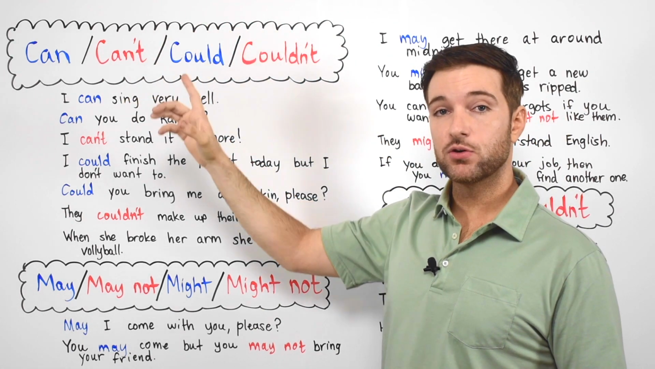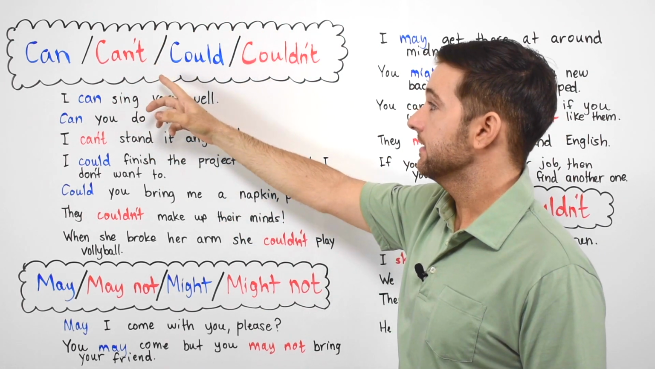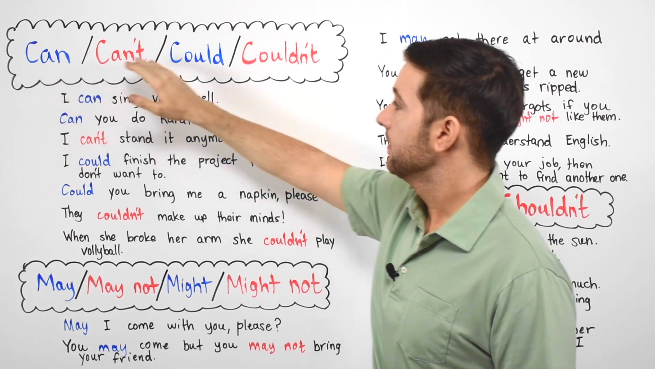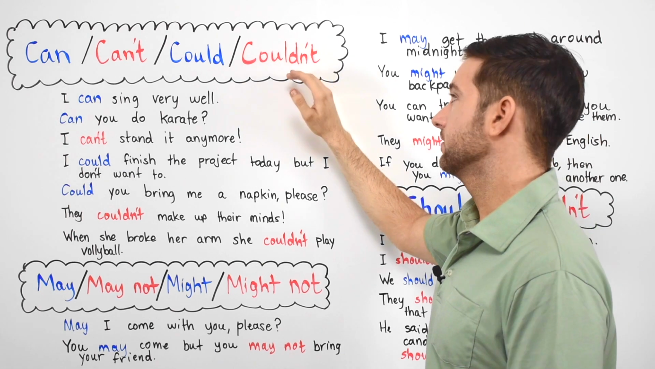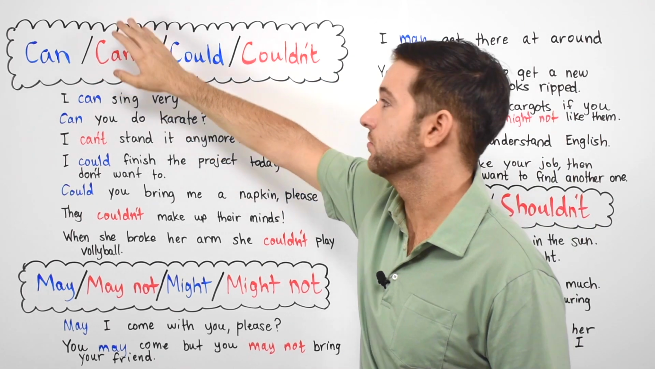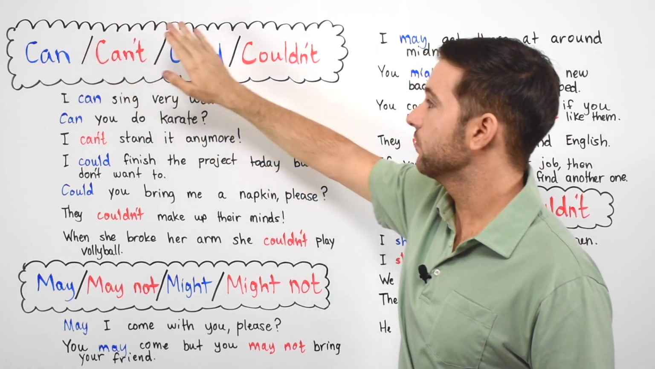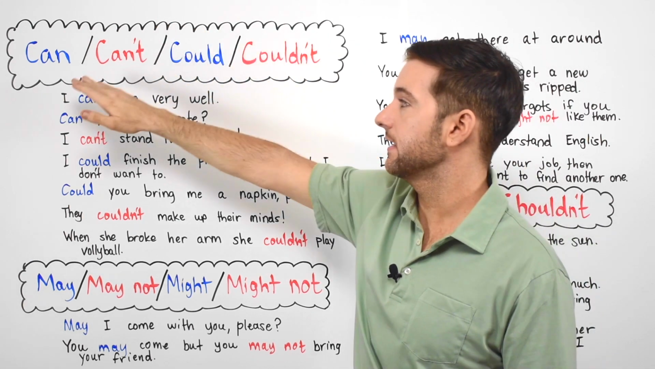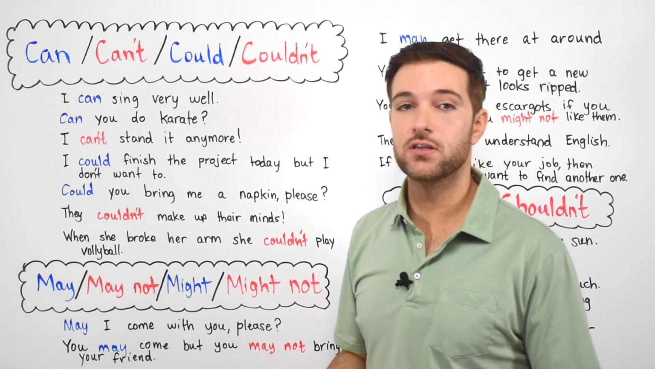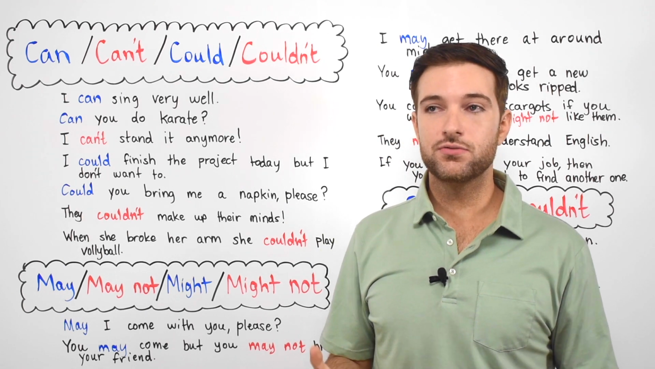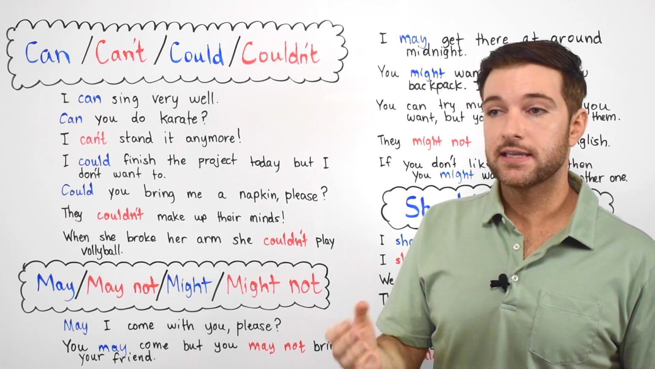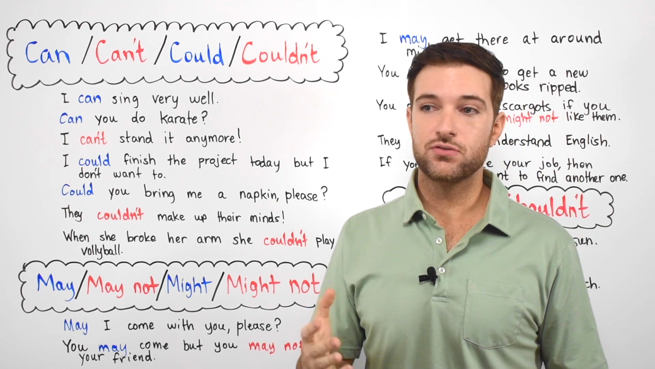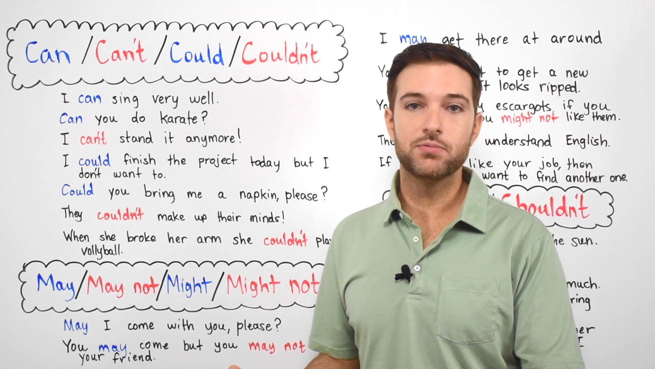To start off, we're going to look at can, can't, which is the negative form of can, could and couldn't, okay? Couldn't being could not, and can't being cannot. So positive form, negative form, positive form, negative form. Can, can't, could, and couldn't. These are used to express capability or ability. Can is like saying to be able to.